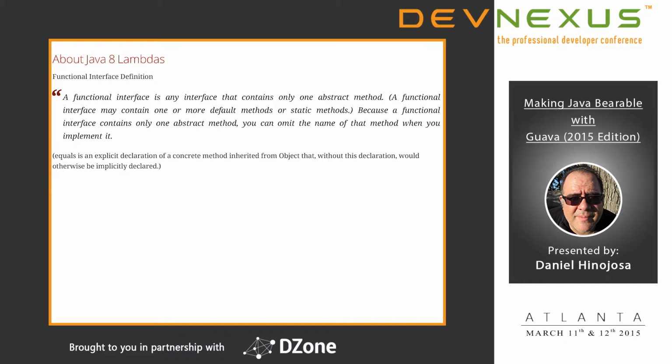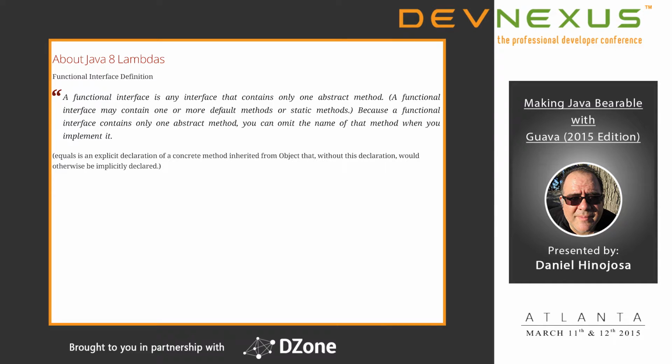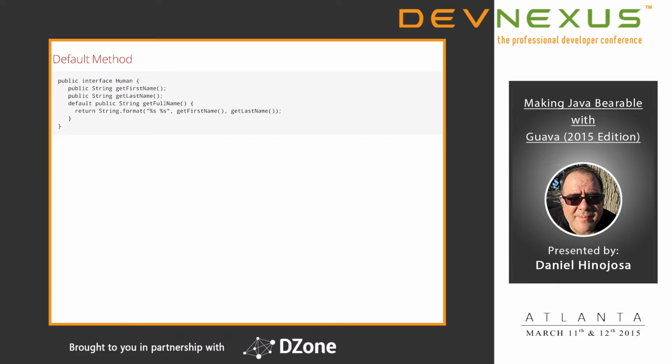What is that third one? All right. Now, if you don't know what a default method is, this is new in Java 8. I know I just talked about it here, and you're probably wondering, what the heck is that? All right, so here's a default method. This is just an aside.